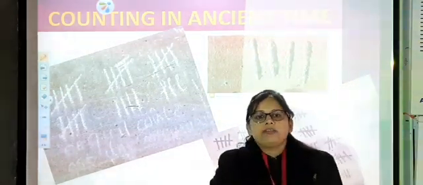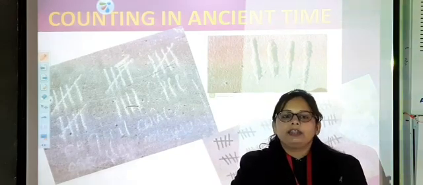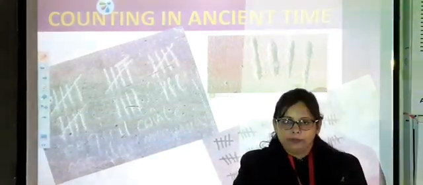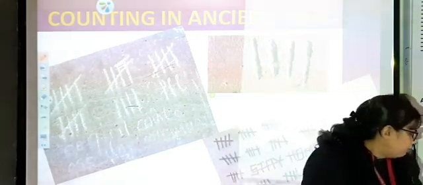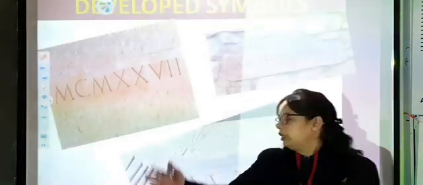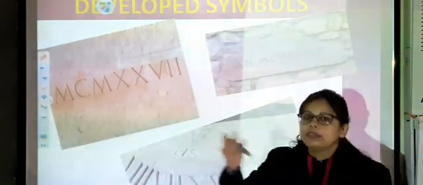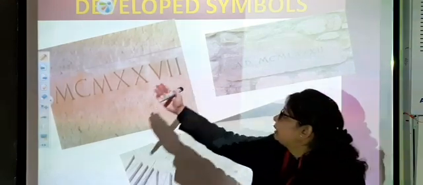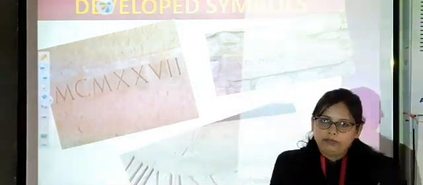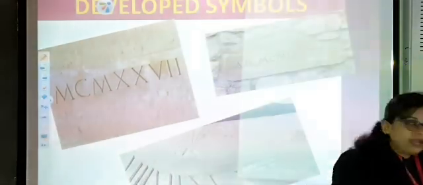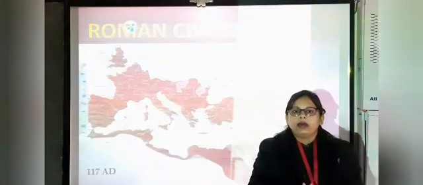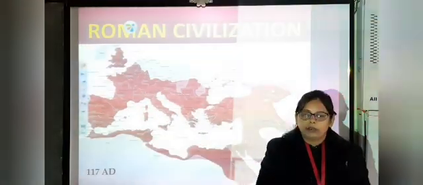So children, different civilizations came and invented their own symbols which represent the numbers. For example, for 1 they had one symbol, for 10 they had another symbol. In this way they invented symbols. As you can see, many symbols are here, and these symbols represent the numbers. Among them was the Roman civilization. The Roman civilization was a very big civilization. They developed a number system which is called the Roman number system.